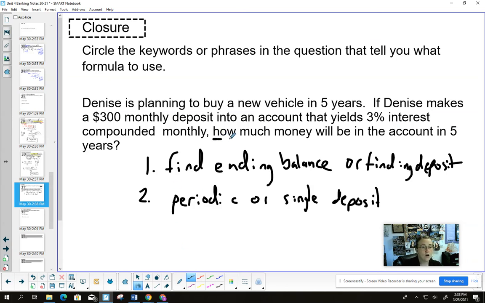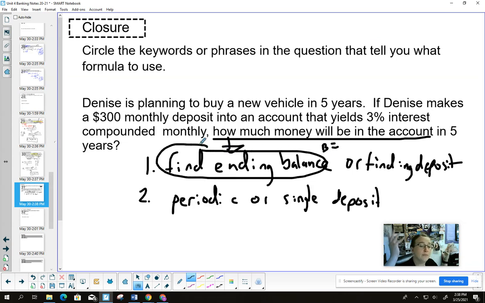Okay, so right here, how much money will be in the account? That's the answer to this question. Find the ending balance. Because they say how much money will be in the account, we want to know the ending balance. So that tells us it's going to be a B equals formula. Then, to figure out if it's a periodic or single deposit, we go blah, blah, blah, blah, hey, deposit. I'm going to read around it. It says 300 monthly deposit. So this tells me it is a periodic deposit. So it's a B equals, find ending balance for a periodic deposit. This and this tell me what formula I'm using.